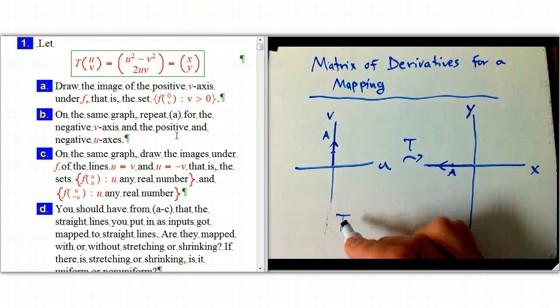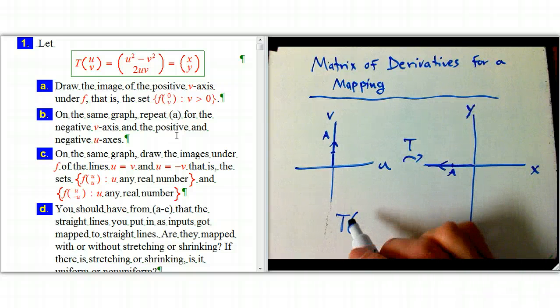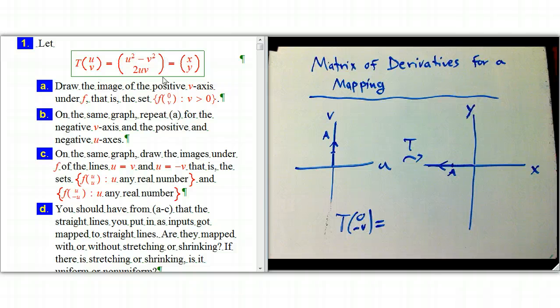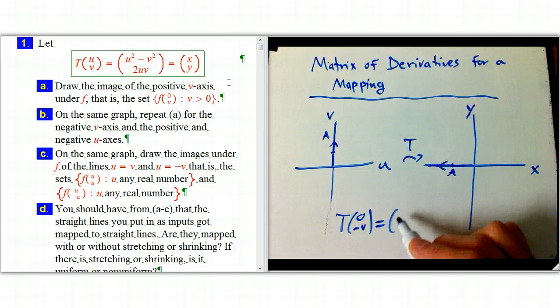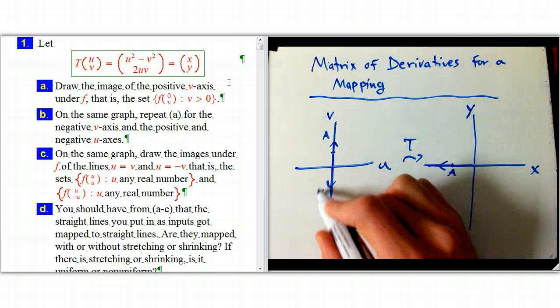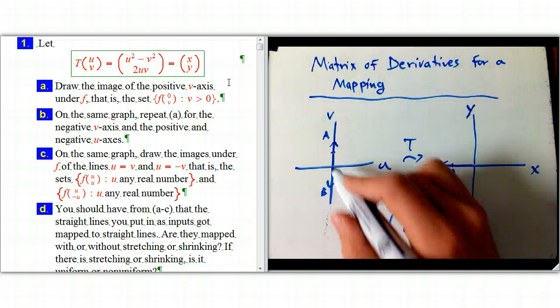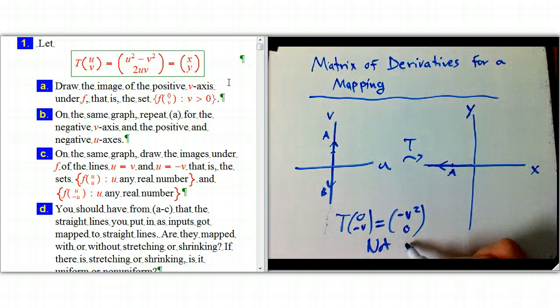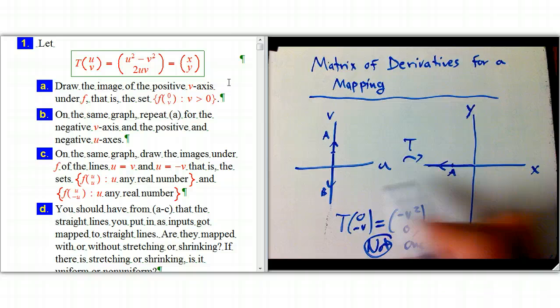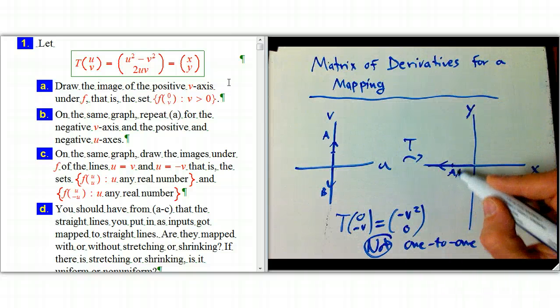T of (0, minus v). We plug that into our formula up here, and we just get, again, (minus v squared, 0), because the minus squares away. Oh, that's interesting. If this is set B, it looks like it's plotting also to the same thing. So already we're seeing it's not one-to-one. And it looks like if I start at the origin, (0, 0) will go to (0, 0), and as I go out, this will go out. So this is really both A and B, the images.